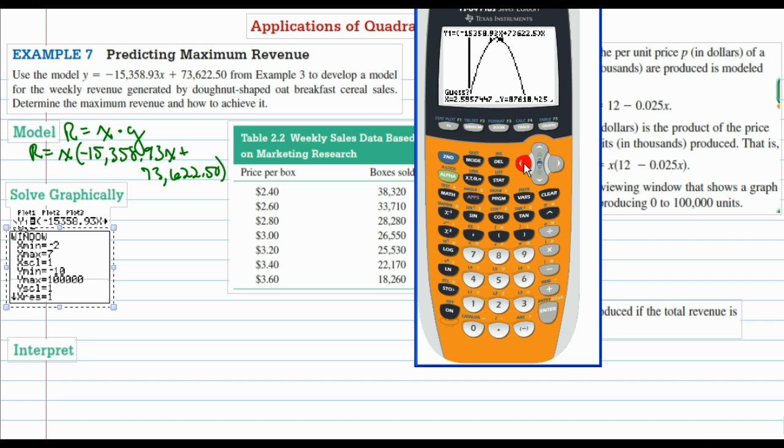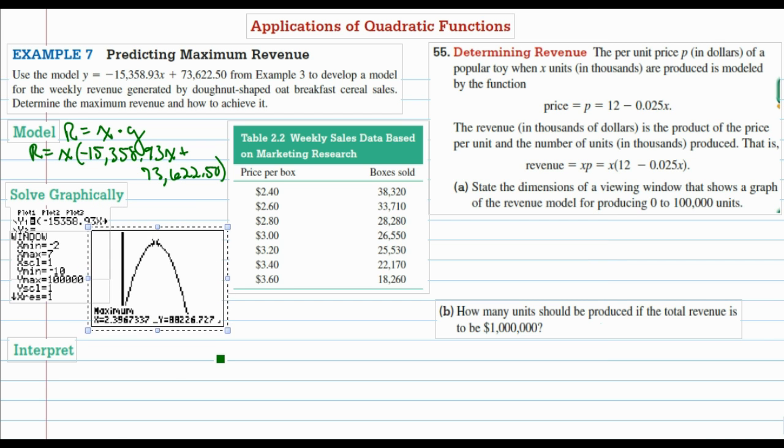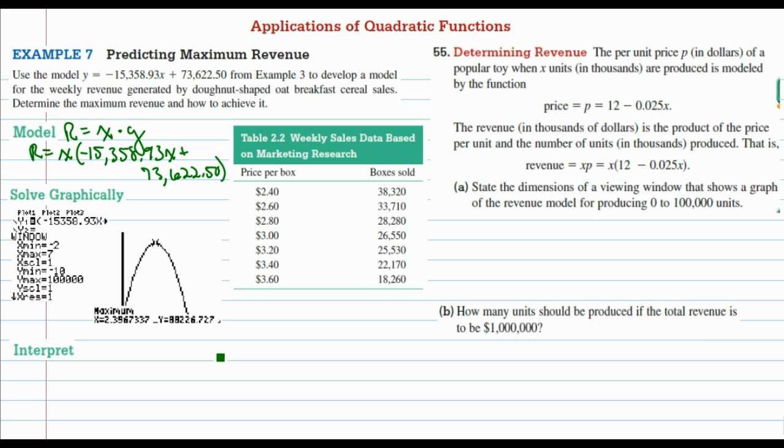And then back on my guess. So the maximum is 2.39, so almost 2.4, comma, 88,226.73.